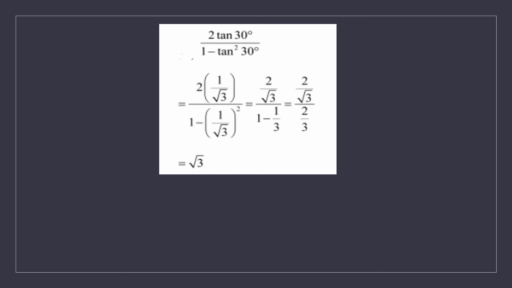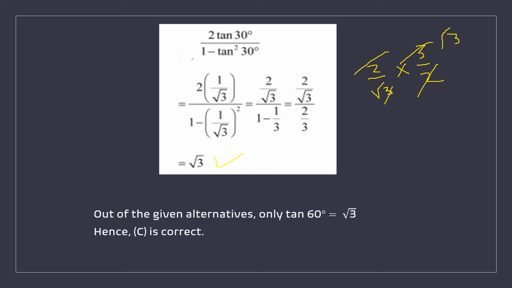Now here 2 by root 3 into this 2 by 3 will become 3 by 2, reciprocal. Now cancel this 2 and 2. Root 3 is 3, that's why I got root 3. Now on simplification, 2 tan 30 degrees by 1 minus tan square 30 degrees, we got root 3. Now out of the given options, you can check the 4 options. Only tan 60 is equal to root 3, therefore option C is correct. Directly you can conclude.